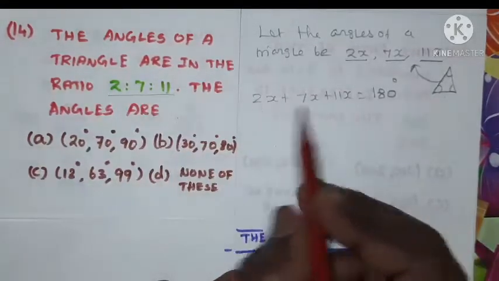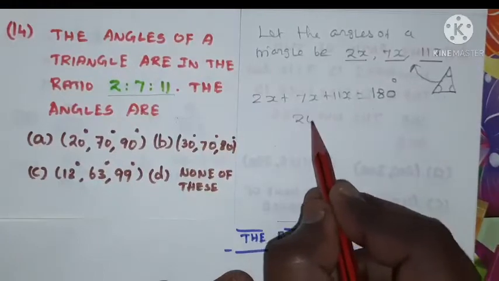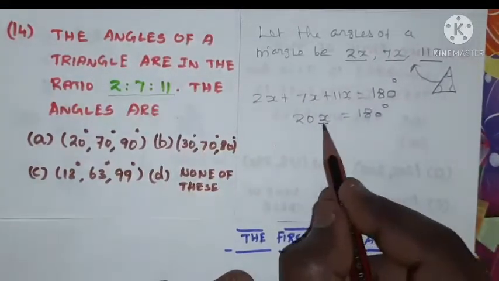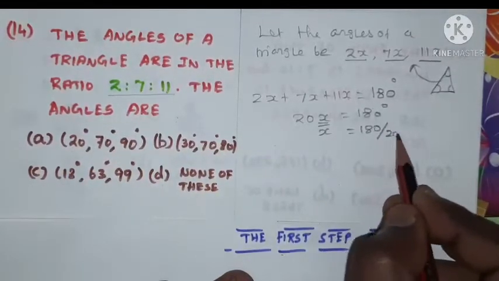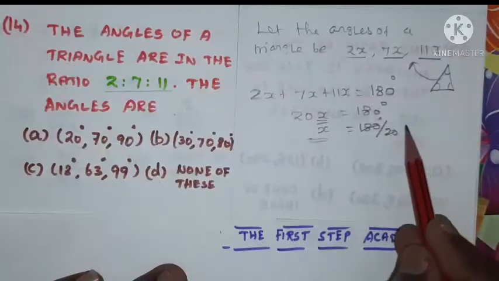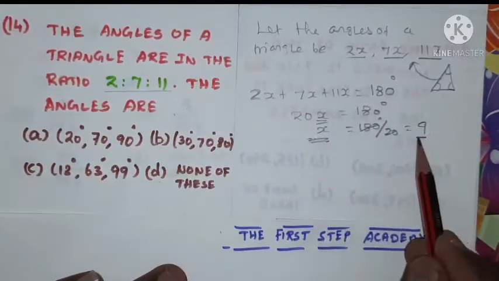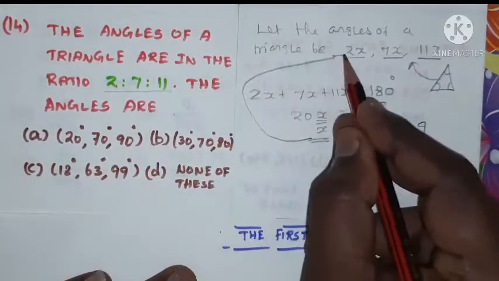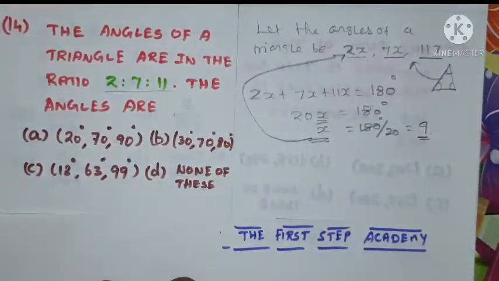Hence, add all these: 2x plus 7x plus 11x is 20x, which is equal to 180 degree, where we need to find the value of x. So x is equal to 180 divided by 20. By cancelling this, we'll get 9. So we found the value of x, x is equal to 9. Now substitute this x value in 2x, 7x and 11x, then we'll get the 3 angles.